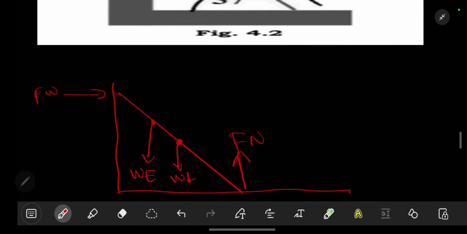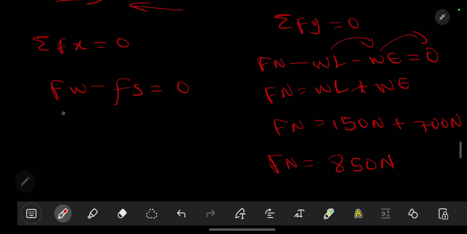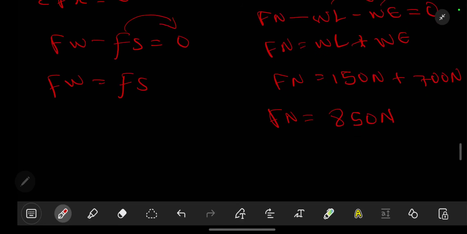So let's begin with the force on the wall. It is in this direction, and the frictional force is in the other direction. So we are going to say the force on the wall minus the frictional force should be equal to 0. They are moving in opposite directions, so the force on the wall should be equal to this value.